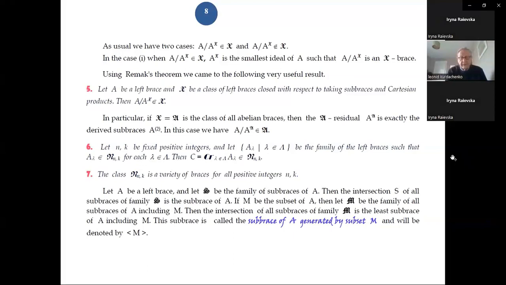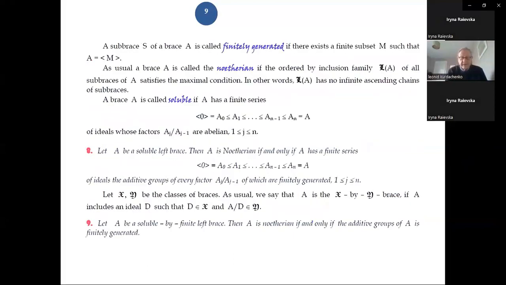a sub-brace S of brace A is called finitely generated if there exists a finite subset M such that S coincides with the sub-brace generated by M. As usual, brace A is called Noetherian if the family of all sub-braces ordered by inclusion satisfies the maximal condition. In other words, the family of all sub-braces has no infinite ascending chain. A brace A is called solvable if A has a finite series of ideals whose factors are abelian. And we have the following result.